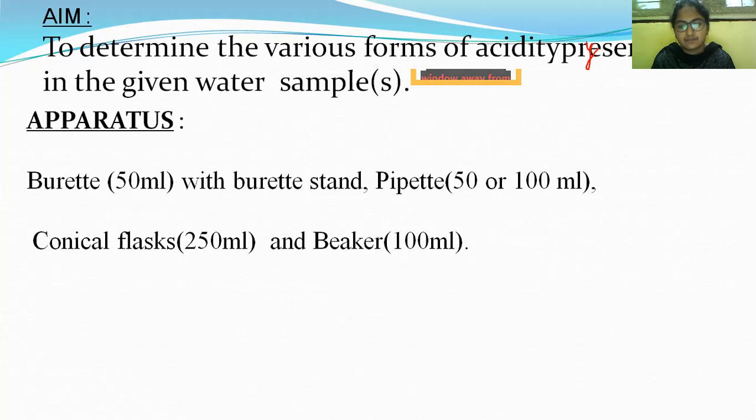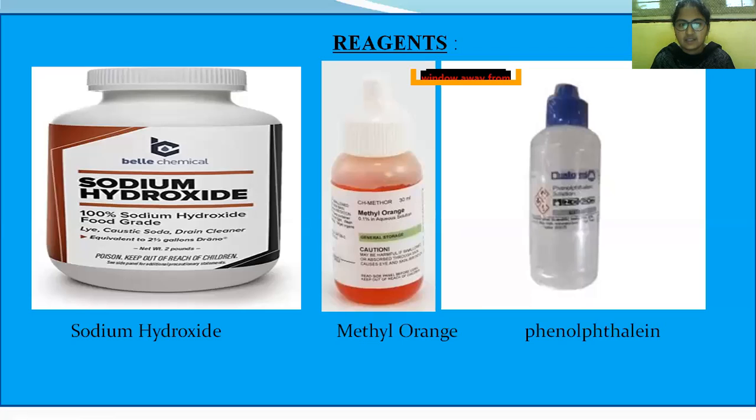And we need two burettes, and measuring cylinders, and in addition to that we need reagents. What are the reagents? Methyl orange, phenolphthalein indicator, sodium hydroxide solution. Here sodium hydroxide solution we can use as a burette solution.